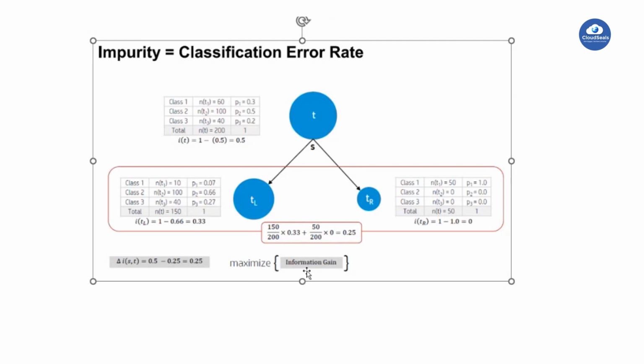That is the information gain here. So what is this? This is binary classification. So what is the probability threshold? 0.5.